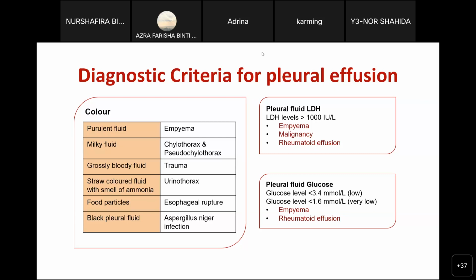Oh, faham. From autoimmune diseases, rheumatoid, causing inflammation. Is that okay? Faham. Alright. Okay. Thank you.